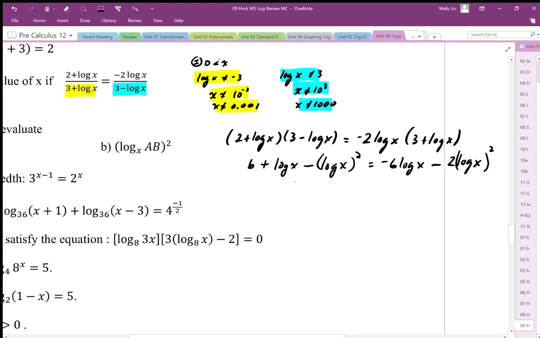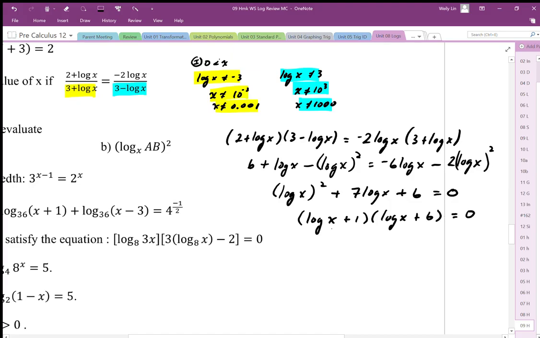Solving this as a quadratic equation, I'm going to add 2 log x squared on both sides, so I end up with log x squared plus, I'm going to add 6 log x to both sides, so I end up with 7 log x plus 6 equals 0. As a quadratic equation, solving this becomes (log x plus 1)(log x plus 6) when I factor it. And so here I can solve this.